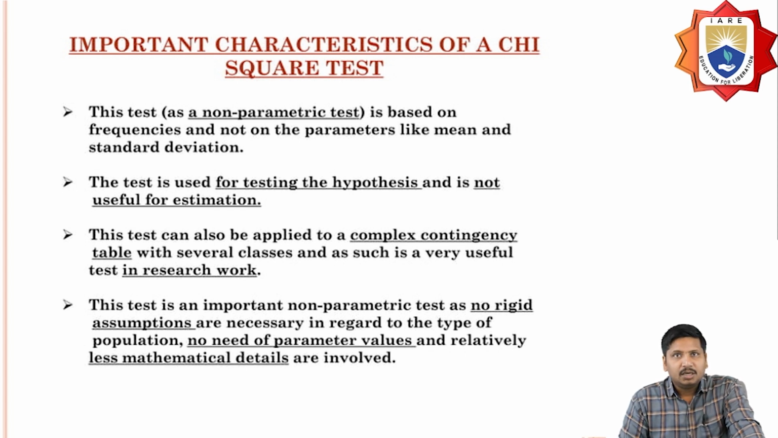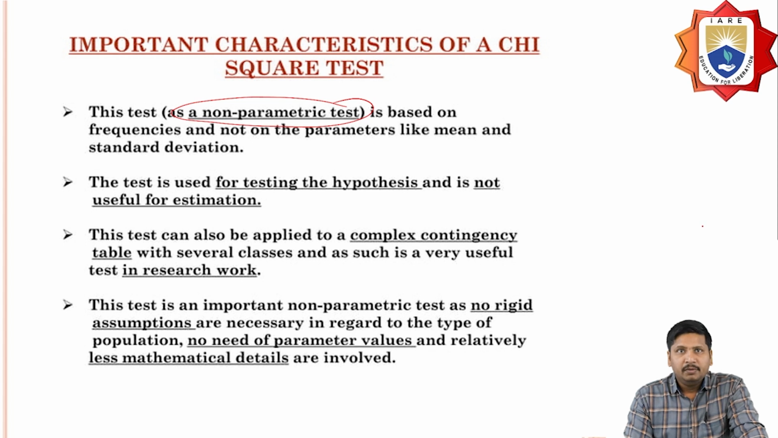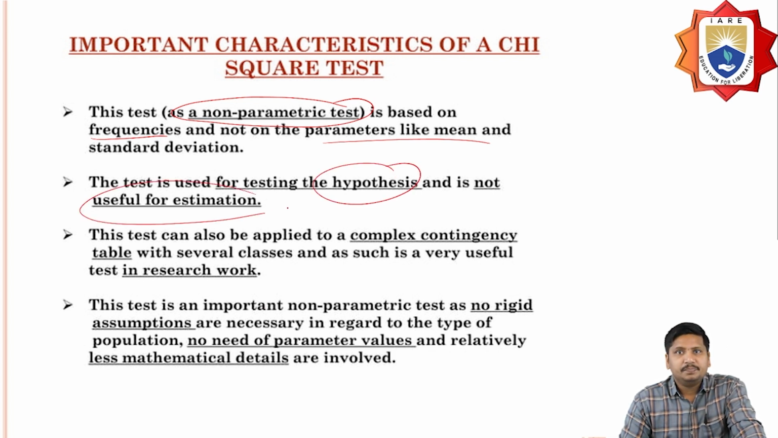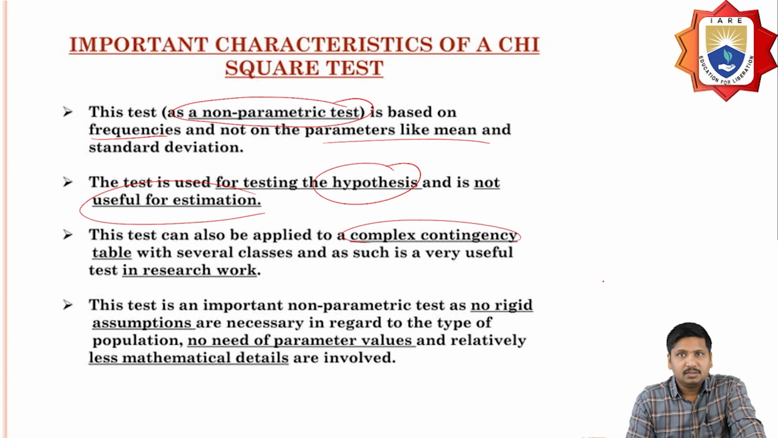The chi-square test is mainly called a non-parametric test, and it is based on frequencies, not on parameters like mean and standard deviation. This test is mainly used for testing the hypothesis and is not useful for estimation. It can be applied to a complex contingency table with several classes, and in this way it is very useful in research work. This test is an important non-parametric test as no rigid assumptions are necessary and there is no need for parameter values, and relatively fewer mathematical details are involved.